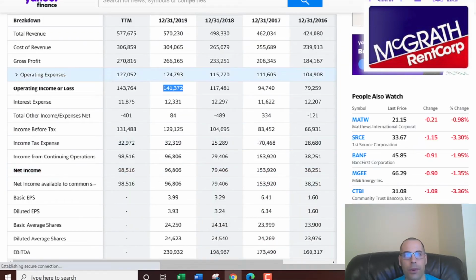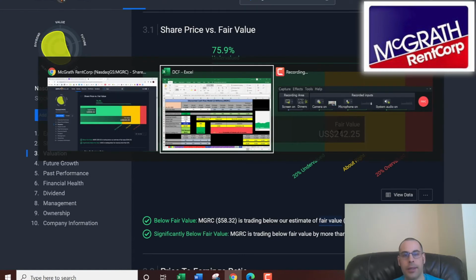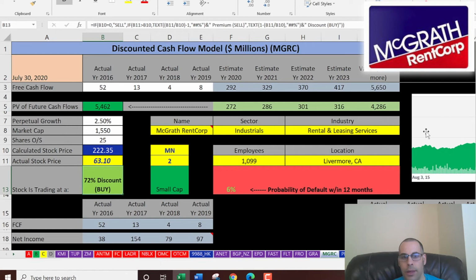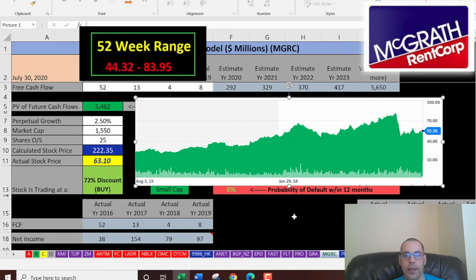Let's see what Simply Wall Street values the company at. They're at $242. They're even higher. So this stock is really undervalued. Let's see where the stock has been trading. It looks like it peaked at around 80, 85 a few months back, but then it dropped. It seems like the company is in growth mode since they're investing so much in their business, which indicates the stock may go higher in the future, but who knows exactly when. You might have to wait a few years, but it could easily break the 200 barrier.